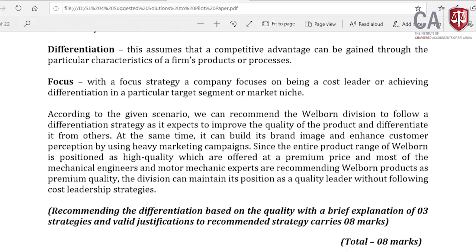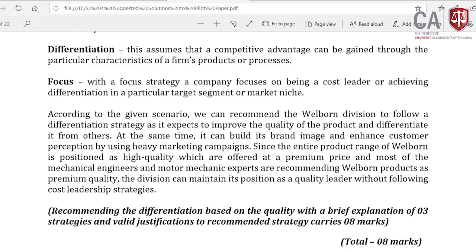Then according to the given scenario, we can recommend the Wellborn division to follow a differentiation strategy, as it is expected to improve the quality of the product and differentiate it from others. Yes, at the beginning it has been clearly stated they focused on the quality of the products. Therefore, we can recommend the Wellborn division to follow a differentiation strategy, as it is expected to improve the quality of the product and differentiate from others.